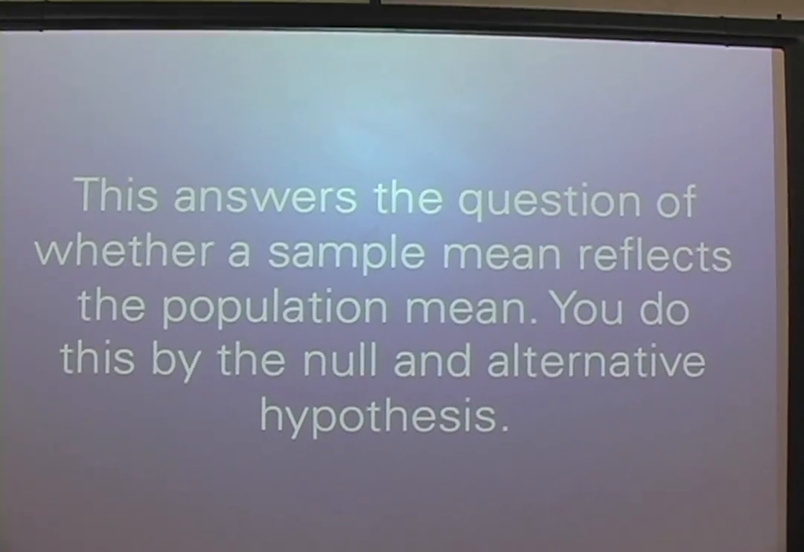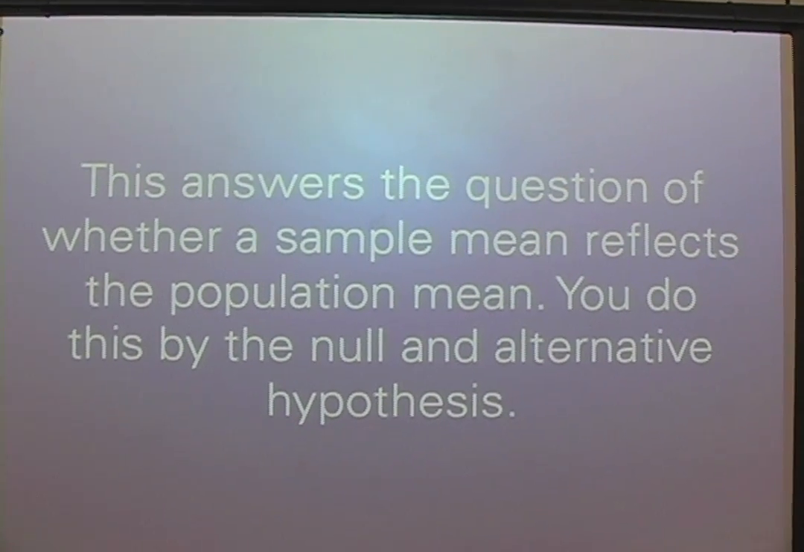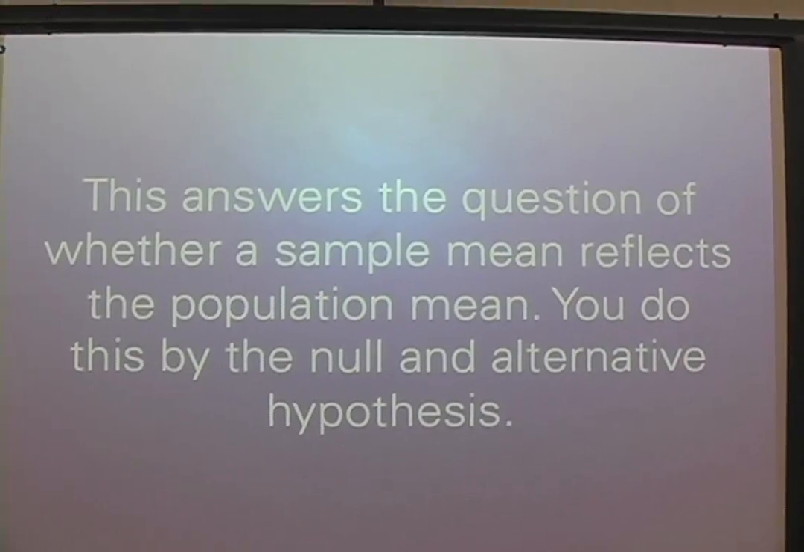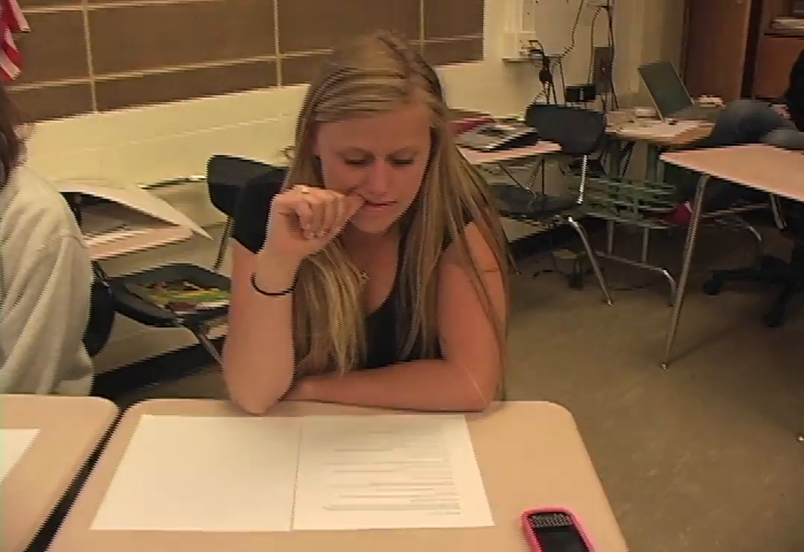This answers the question of whether a sample mean reflects the population mean. You do this by the null and alternative hypothesis. What is the significance test? Correct. What is the significance test? Back to the board, Alexa. This one's your choice.